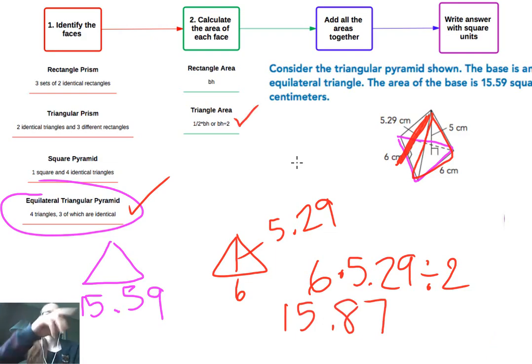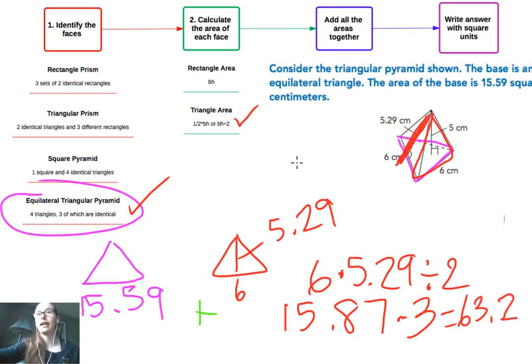And now we have to add all the areas together. So there's 1 purple, and then there's 3 of the red, so I'm going to multiply that by 3. So I'm going to do 15.59 plus 15.87 times 3, and I get 63.2, and I have to include units, square units, centimeters squared.